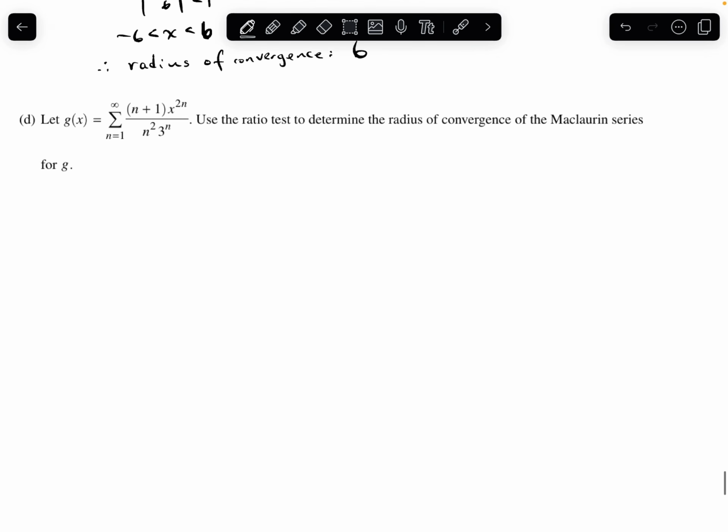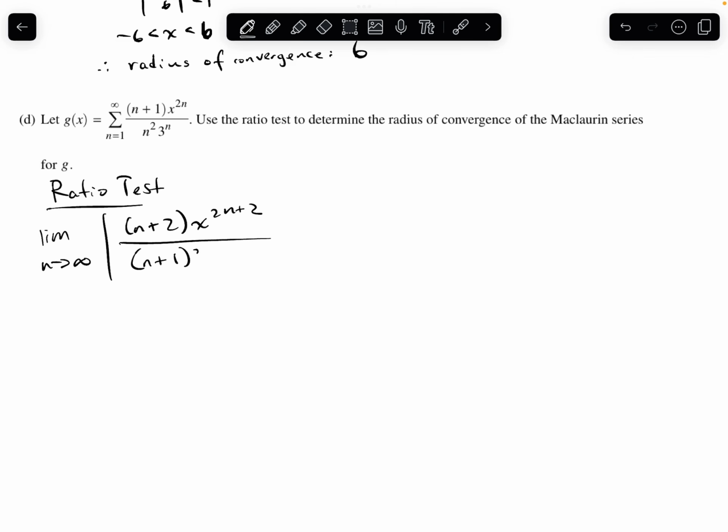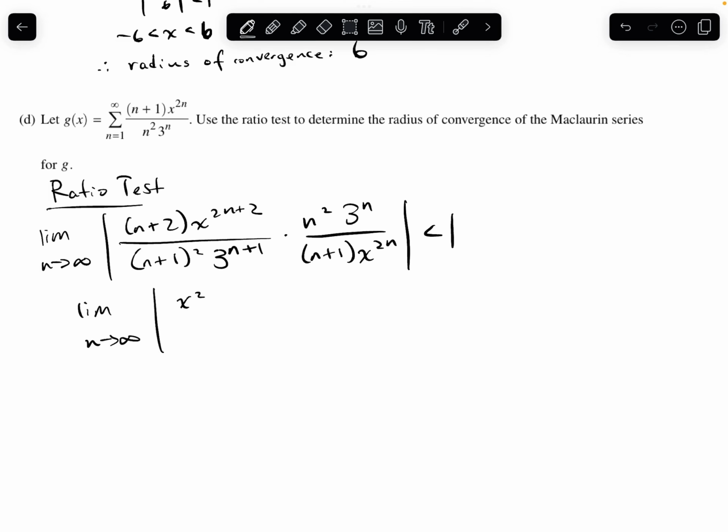So part D. Let's apply the ratio test again. We're doing the ratio test now for this new series. We're going to write this out, so bear with me. First, I'm just evaluating my general term at n plus 1, and then I'm going to divide it by my general term evaluated at n. The limit of this as n approaches infinity is x squared times (n plus 2) n squared over 3 times (n plus 1) cubed.